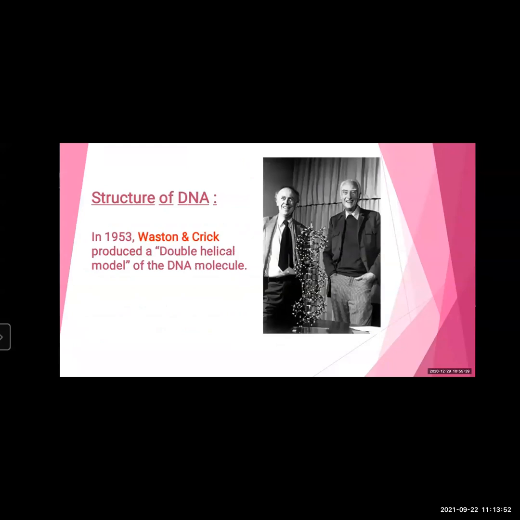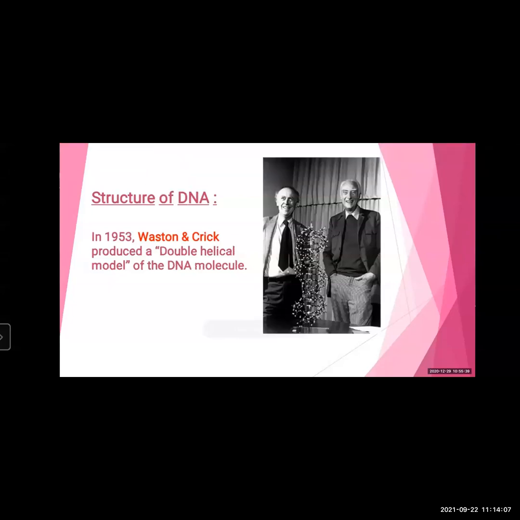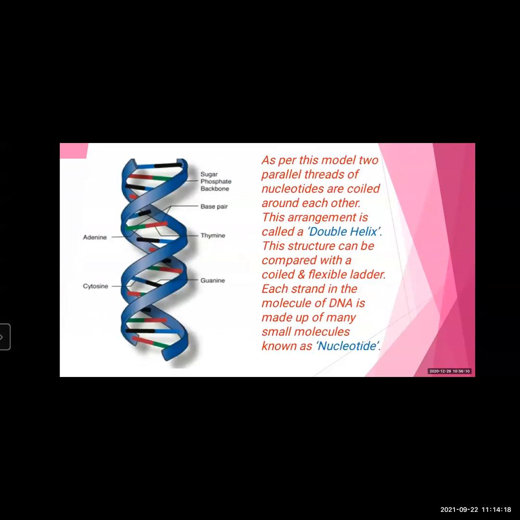Then structure of DNA. So in 1953, Watson and Crick produced a double helical model of the DNA molecule. It is called the double helix. So here you can see, as per this model, there are two parallel strands. It is made up of a sugar and phosphate backbone. And between those sugar phosphate backbones, there are base pairs present, nitrogenous bases. It is also called the double helix structure.